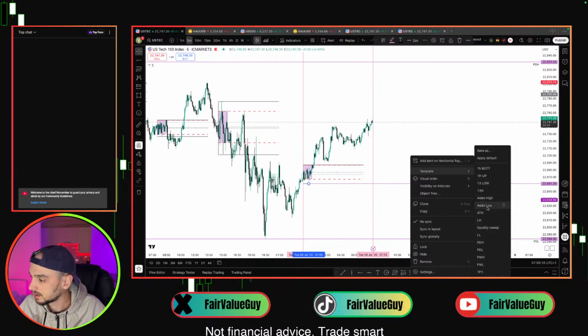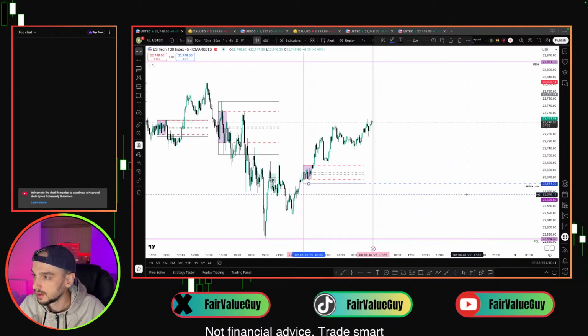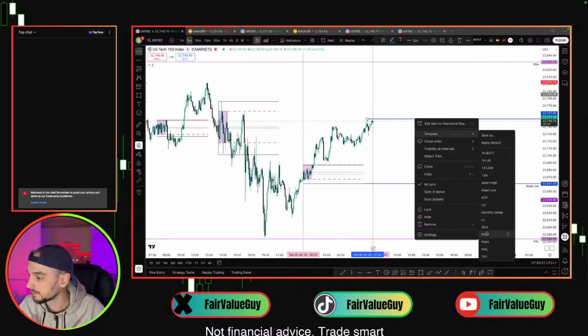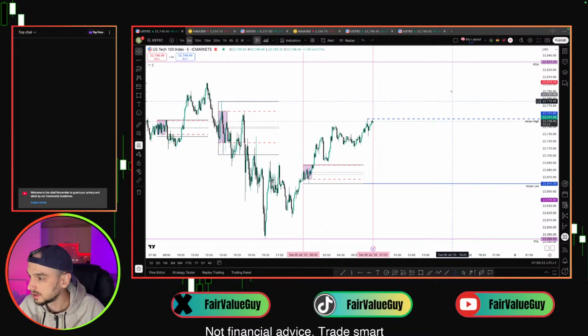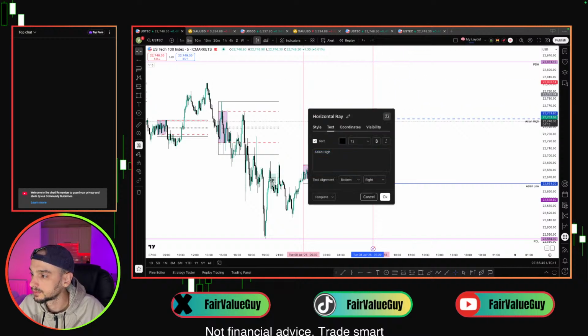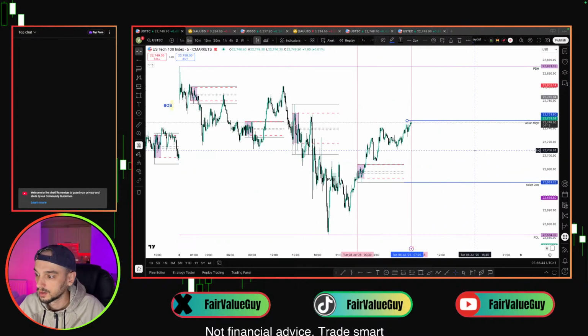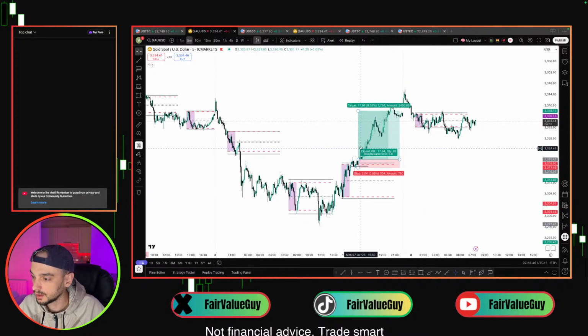Okay, Asian lows here. It's solid lines when the liquidity hasn't been swept, and it's dashed lines when the liquidity has been swept. This is the Asian highs. I think with the open we're gonna take those Asian highs. There we go.